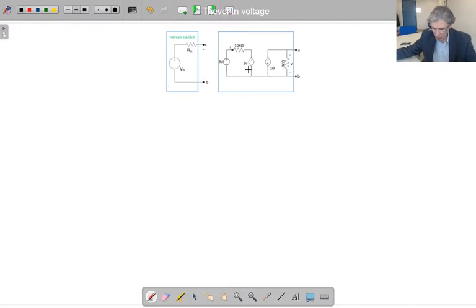Now we will be trying to find out the Thevenin equivalent circuit for a given circuit. This is the given circuit. So we're going to find the Thevenin equivalent of it. That means we're going to calculate Vth and Rth.